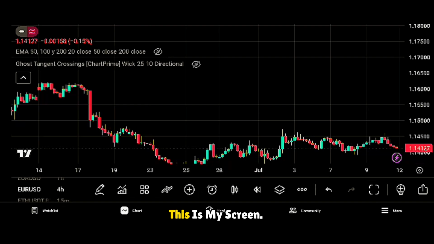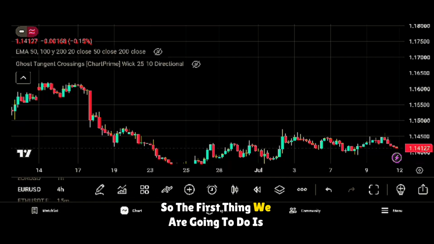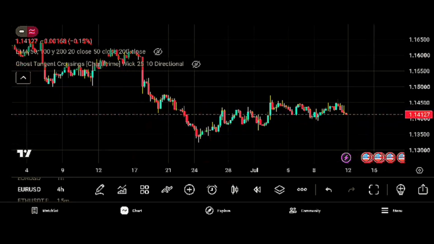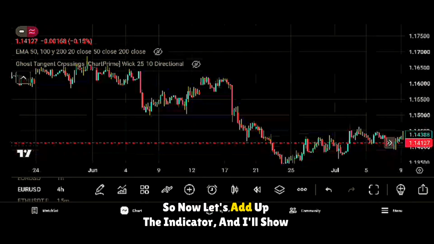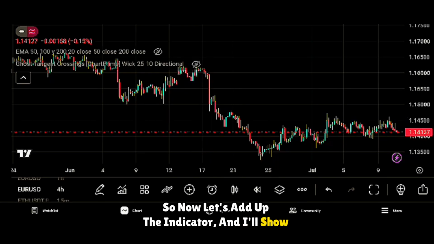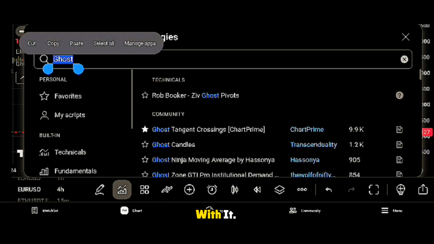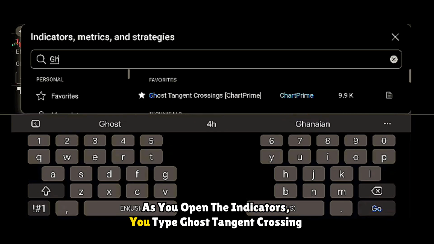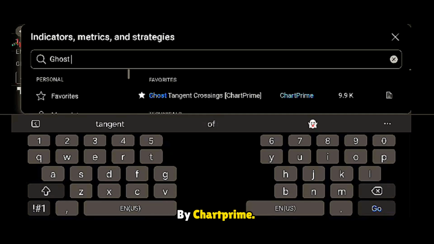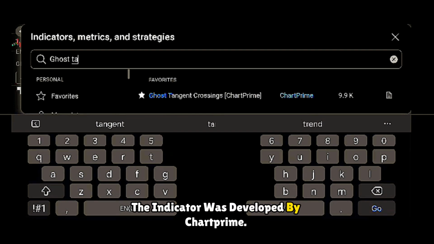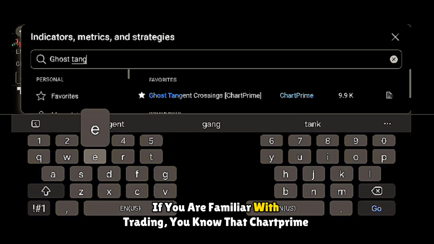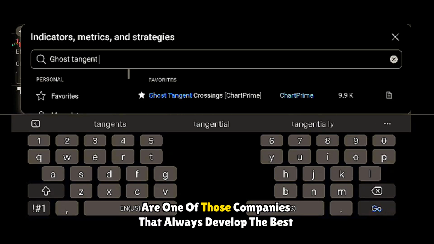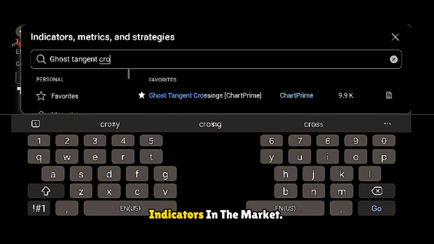Okay, this is my screen. The first thing we are going to do is add the indicator. So now let's add the indicator, and I'll show you how to set it up and how to trade with it. Open the indicators and type Ghost Tangent Crossing by ChartPrime. The indicator was developed by ChartPrime. If you are familiar with trading, you know that ChartPrime is one of those companies that always develop the best indicators in the market. Okay, let's add it together.